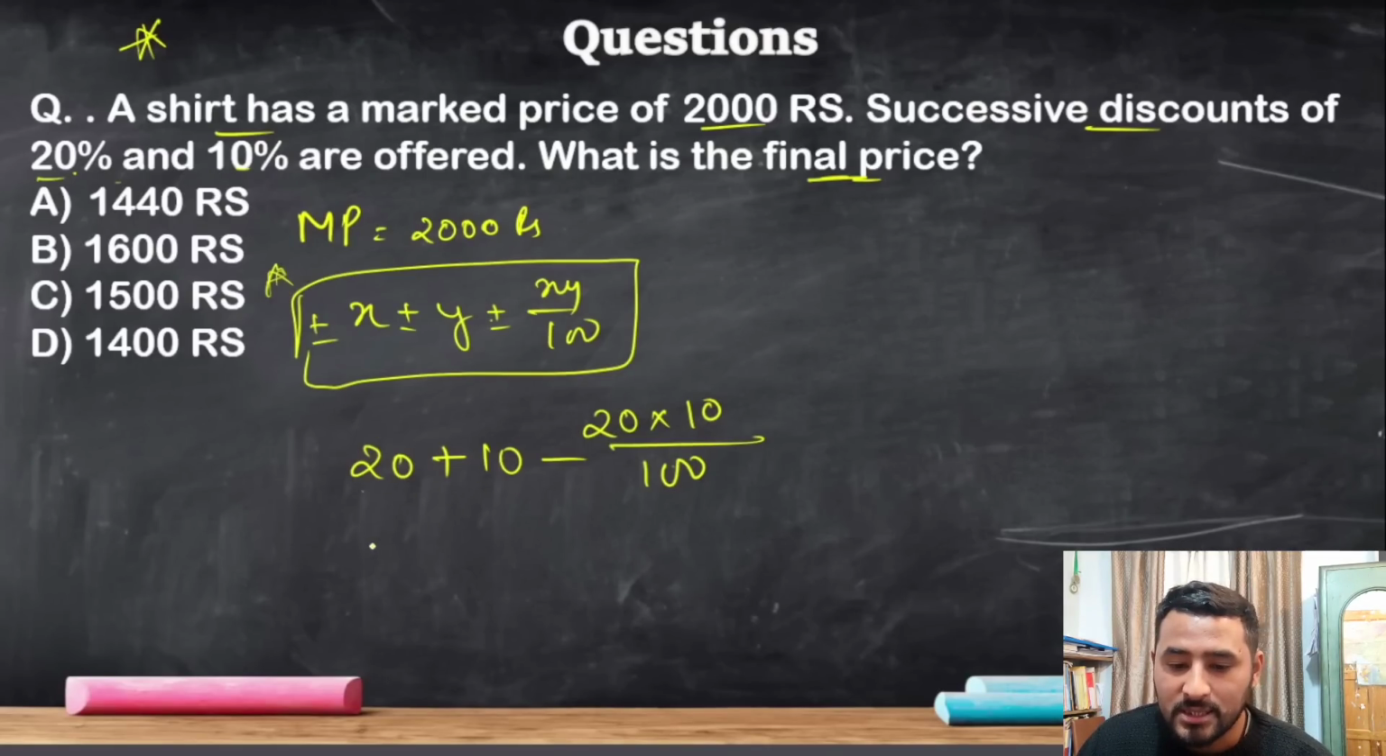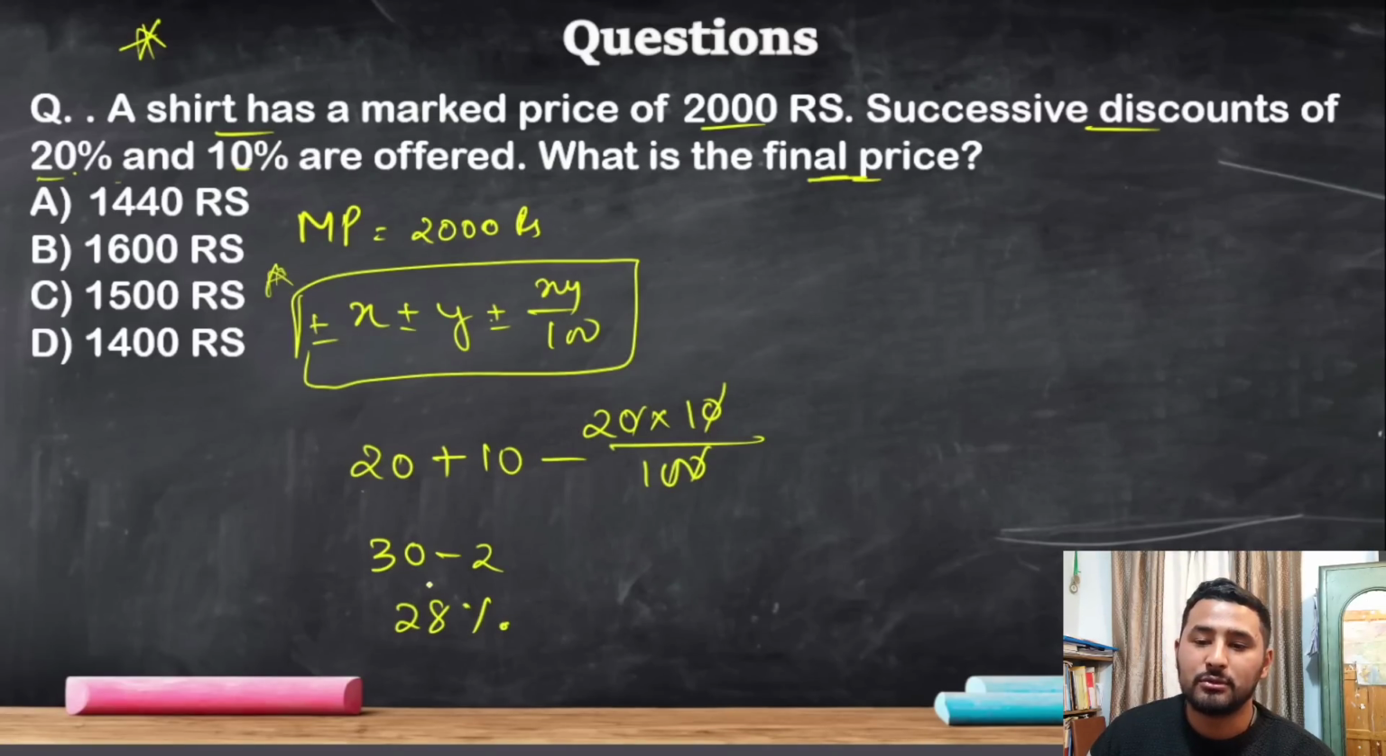So 20 plus 10 is how much? 30. Then you cancel 0, 0, 0, 0. So 2 into 1 is 1 minus 2. So the overall percentage will be how much? Total percentage change will be 28%. 28% on what? On 2000 rupees.